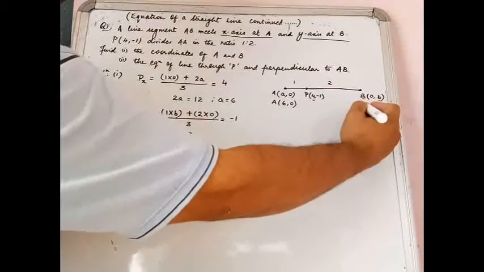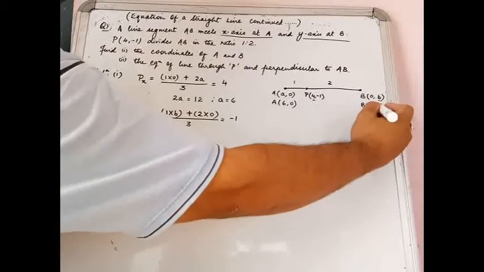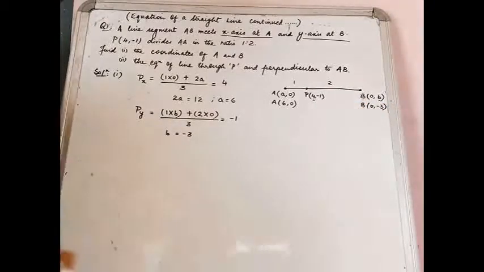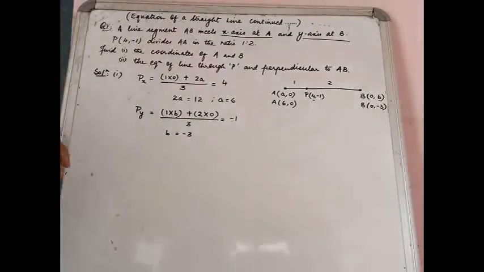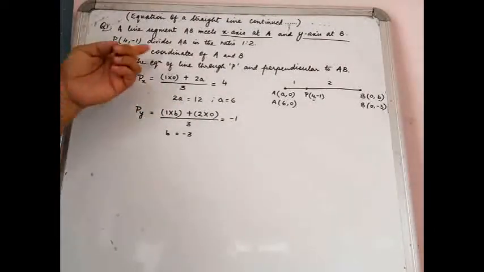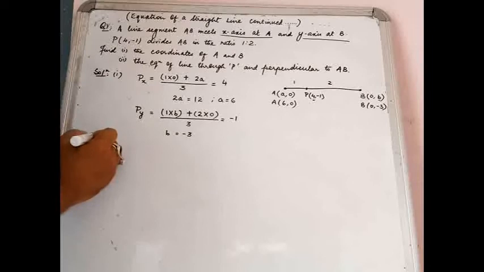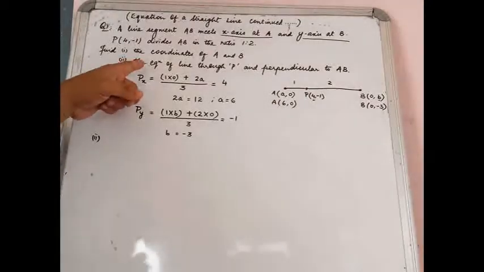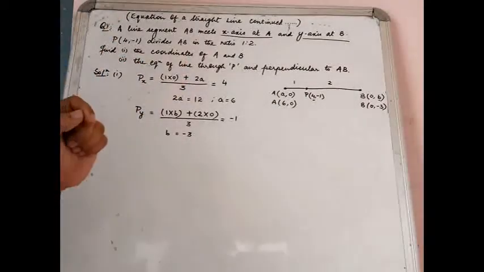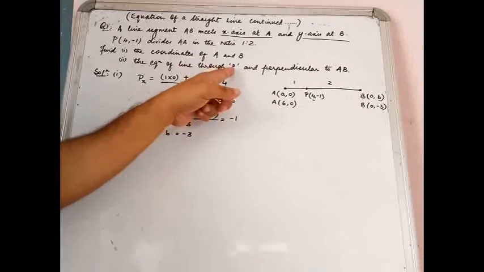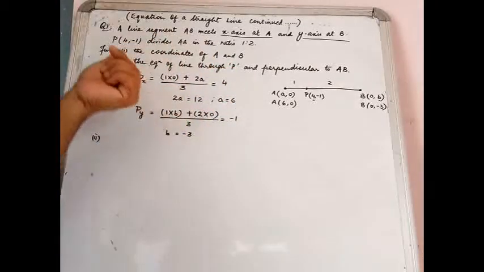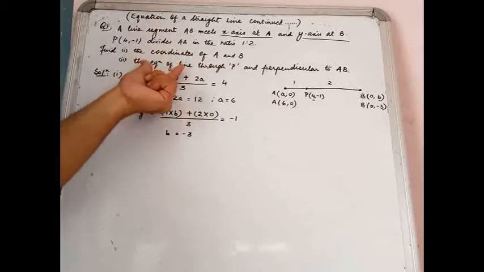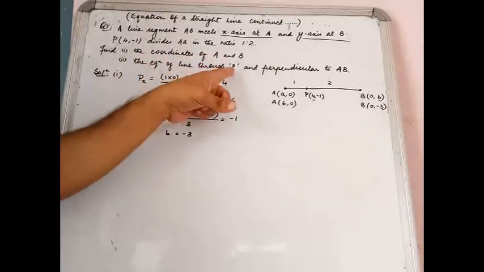So your point B now becomes 0, minus 3. Okay, so this is how, by applying the section formula, we have found out the first part. Now let's go to the second part, which is actually more related to the chapter that we are doing. The equation of a line which is passing through P. So in the second part we have to find the equation of a line which is passing through P.